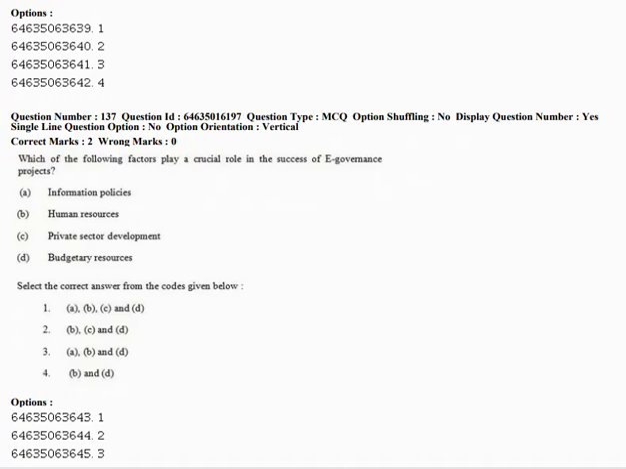Question number 137. Which of the following factors play a crucial role in success of e-governance? Information policy सही है. Human resource सही है. Private sector development सही है. Budgetary resources सही है. All are सही है.